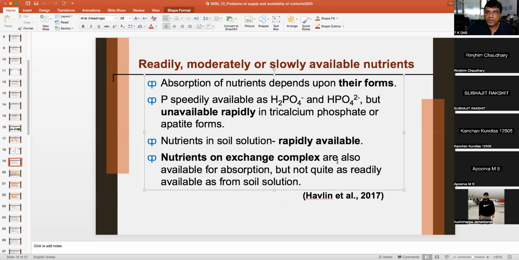Nutrients on the exchange complex are also available for absorption, but not quite as readily available as from the soil solution. So they come at number 2 so far as availability is concerned. So for readily available nutrients, availability is fastest, moderate for your exchangeable ions, and slowly available for those in the minerals.